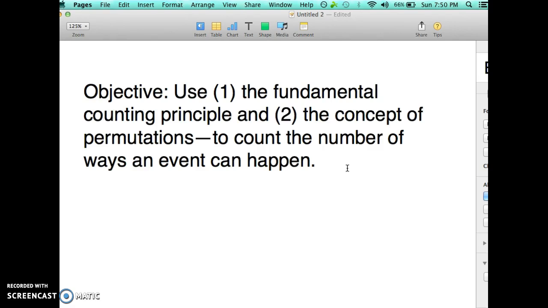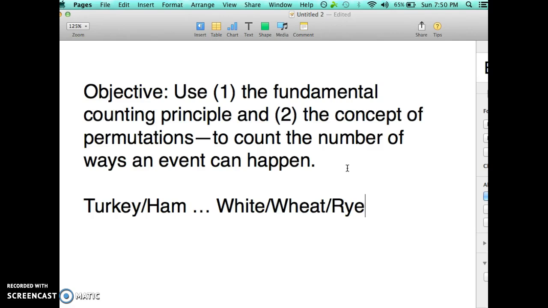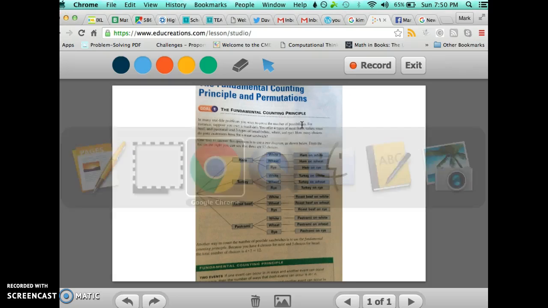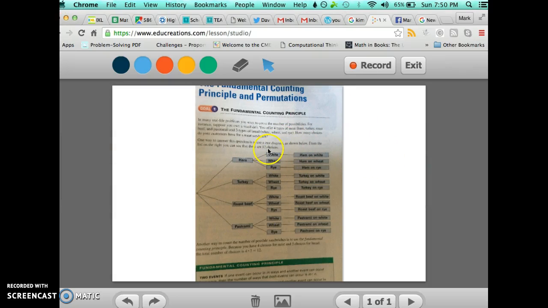So let's say there's only two types of meat you can put on the sandwich, turkey and ham. But then let's say there are three different types of bread you can put on the sandwich: white, wheat, and rye. Well, the fundamental counting principle basically says that if event one can happen in two ways and event two can happen in three ways, then the compound event can happen in two times three ways, or six ways. And that's illustrated in the first example on page 701 of your textbook.